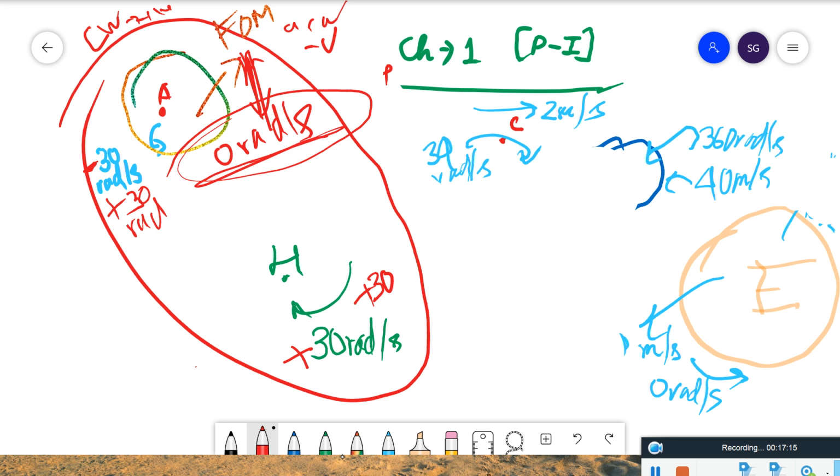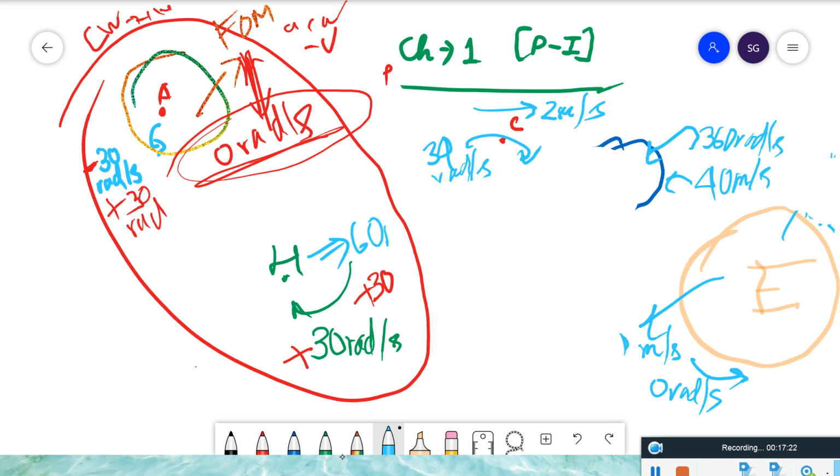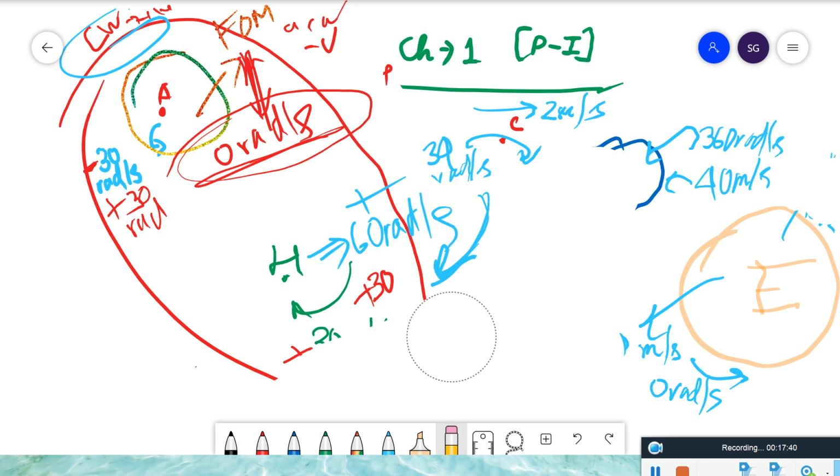Now this result will be 60 radian per second, and since it is plus, which I said means clockwise, this will be clockwise. So here I can say that if I consider A as a frame of reference, then H will move clockwise with 60 radian per second, isn't it? It's very easy.